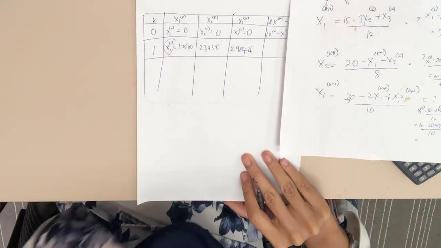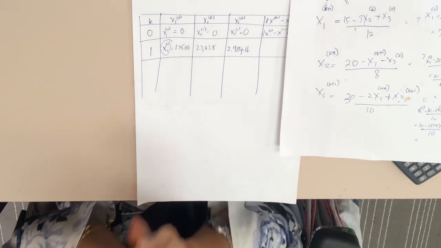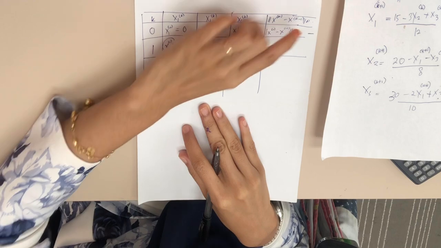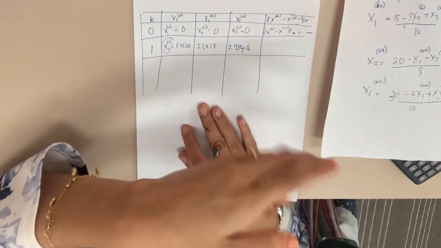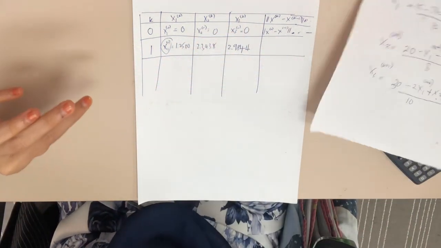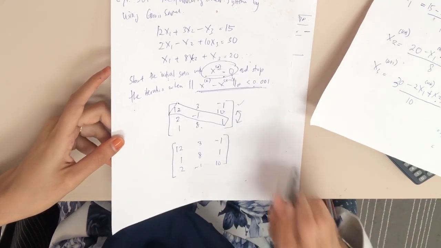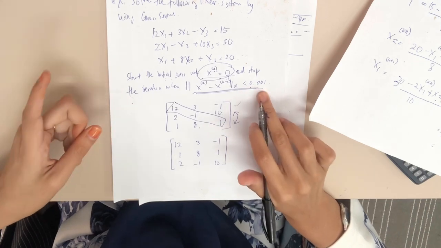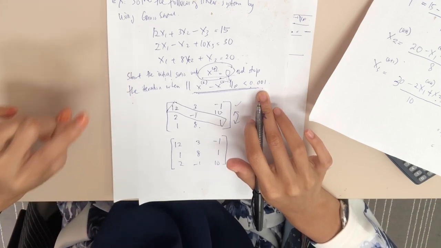There are still many iterations. How do we know when to stop? Until which k will we stop the calculation? That's my question. That's why we have a stopper here. The last column is a guide for you to know when you want to stop. You will stop when you reach 0.001 or less than 0.001. It means you must calculate until you get this value or smaller. It cannot be larger. You must stop when you get this value or smaller.